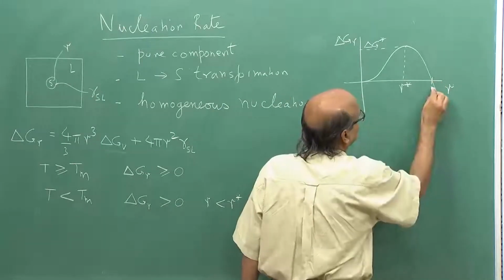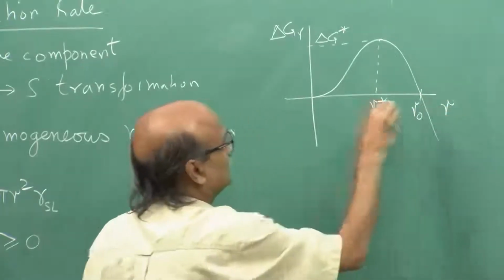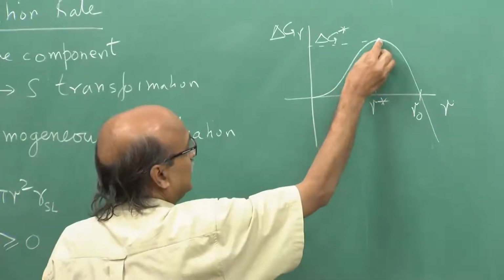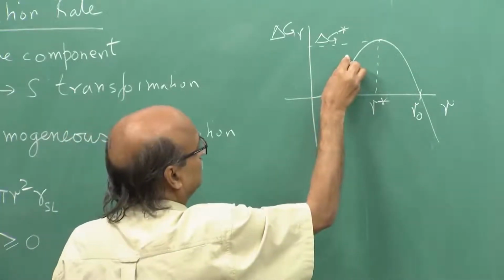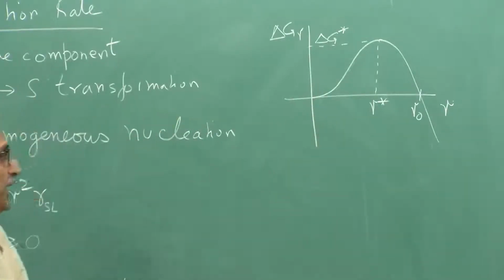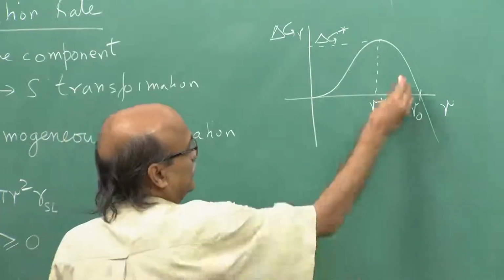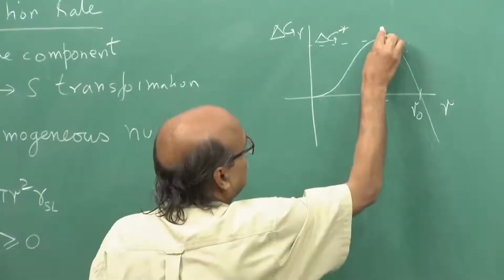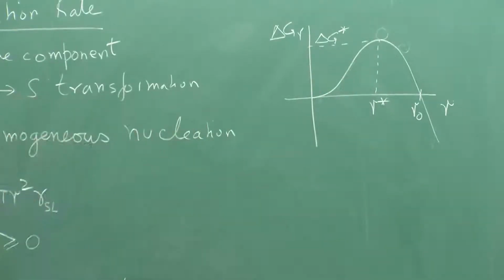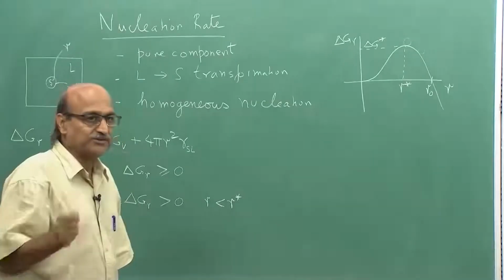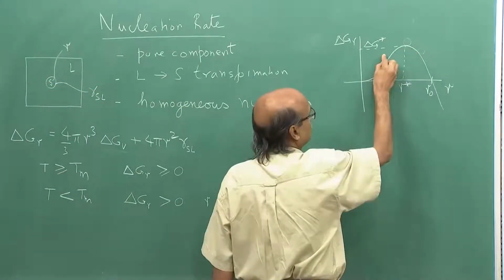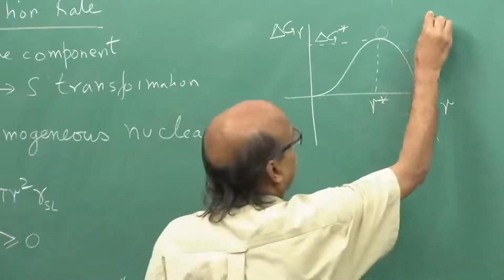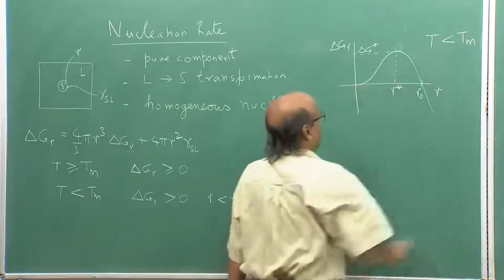Then there is a size, if I denote it as R0, beyond which the change in the free energy is negative. So, if a nucleus is formed anywhere in this region, then that nucleus will be unstable and will tend to dissolve back. If the nucleus is formed in this region, then it becomes stable and becomes part of the solid. And if the nucleus is formed of the critical size, then that nucleus is what we call in unstable equilibrium, and it can either fall back on the left hand side and dissolve, or it can go on the right hand side and become a stable solid. This is for temperatures less than Tm.